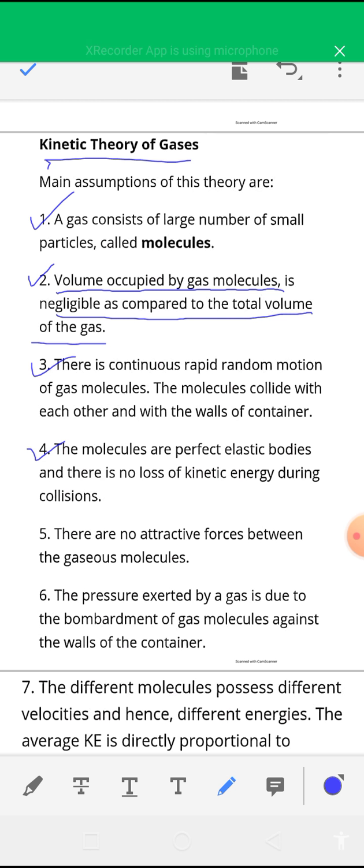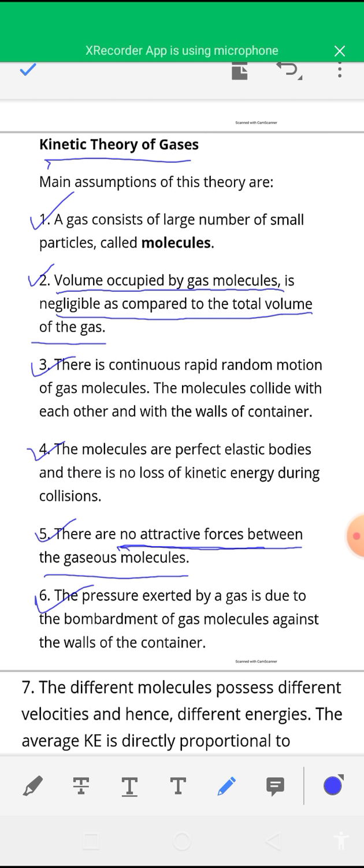That is, there is no loss of kinetic energy during the collision. And fifth point, there are no attractive forces between the gaseous molecules. And sixth point, the pressure exerted by a gas is due to the bombardment of gas molecules against the wall of the container. I have already told.